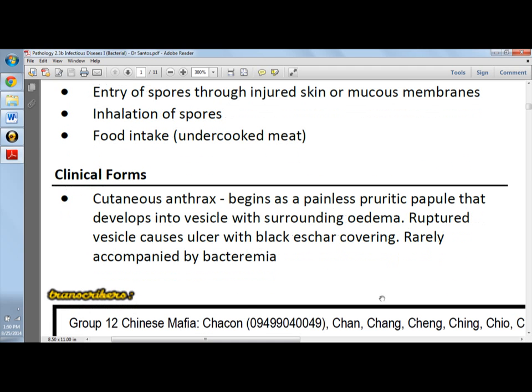Clinical forms would be cutaneous anthrax, inhalational anthrax, and gastrointestinal anthrax. First would be cutaneous anthrax. It begins as a painless pruritic papule, meaning a painless but itchy papule, that develops into a vesicle, meaning there will be fluid accumulation, and then edema. And then a ruptured vesicle can cause, very important, a black eschar covering.